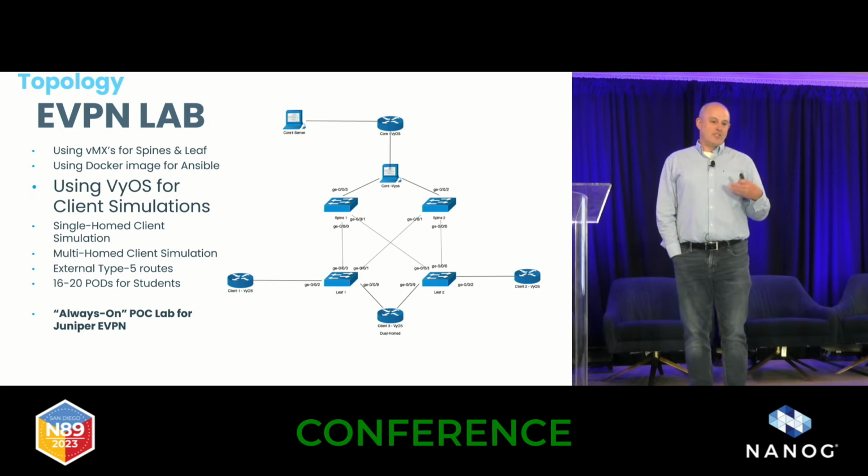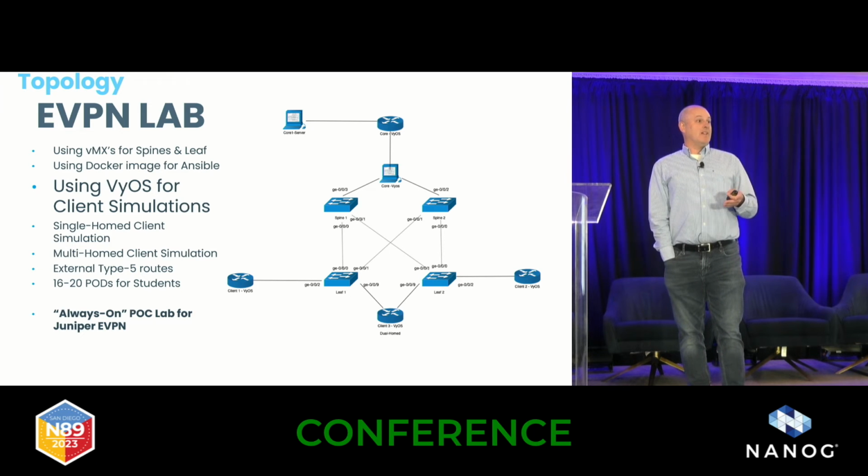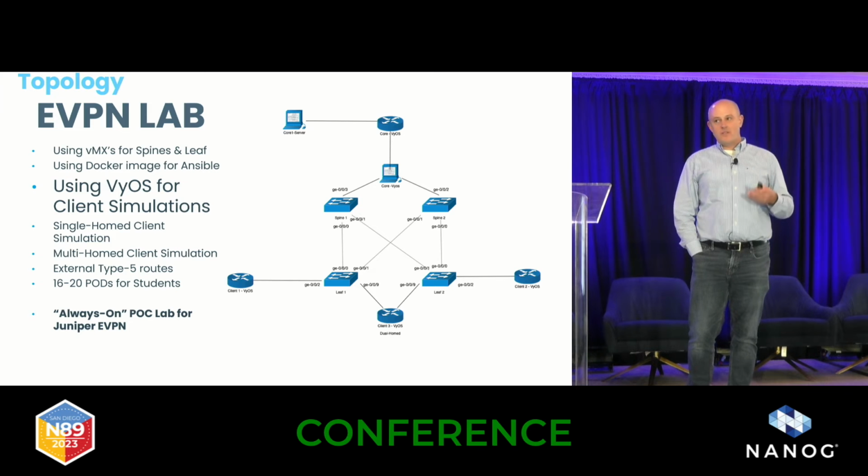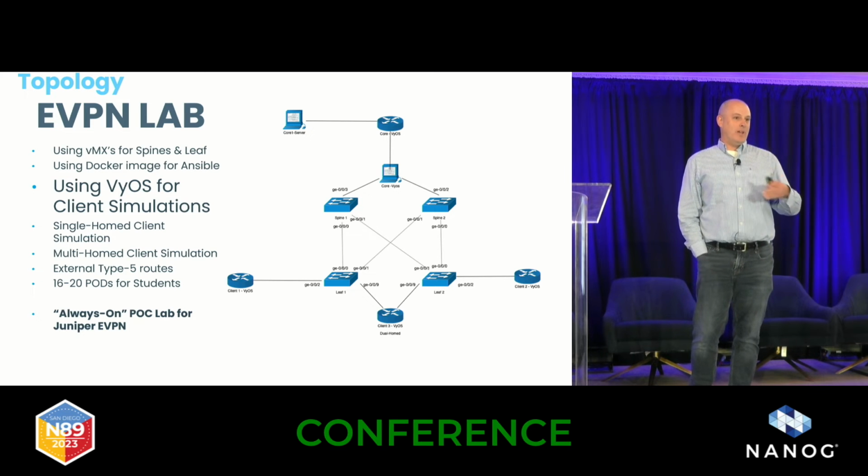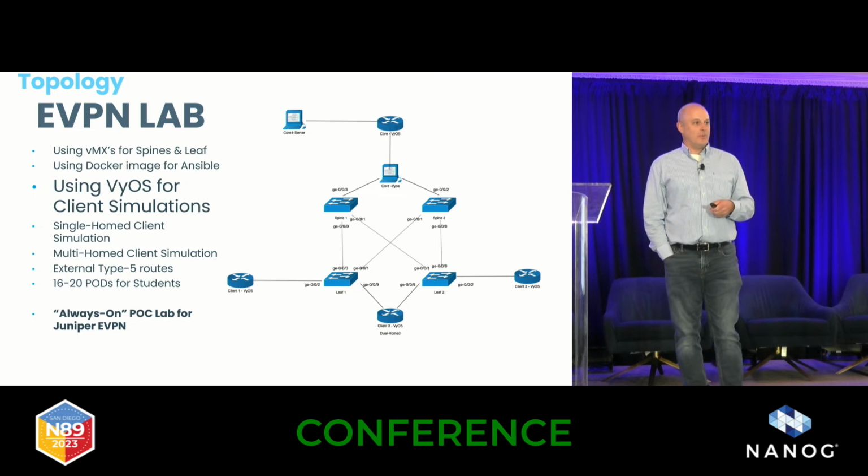It's a good thing to look at. So we've been able to build pretty large-scale labs in this environment that are using VMXs for spine and leaf. We even dropped some Docker images in there to show how you can use Ansible to quickly deploy greenfield and changes throughout this EVPN VXLAN environment.